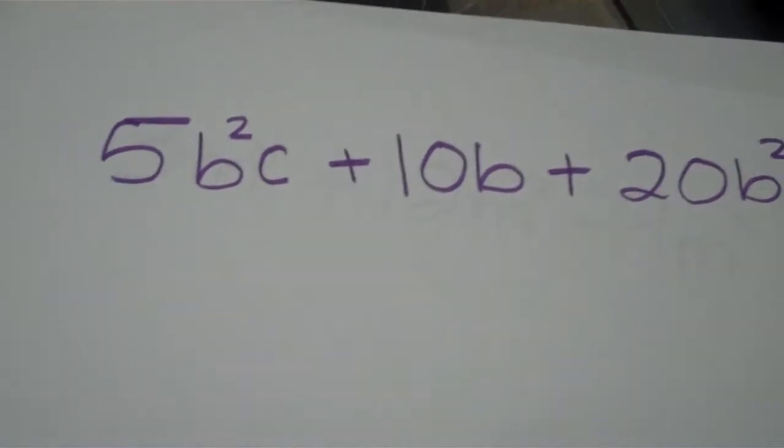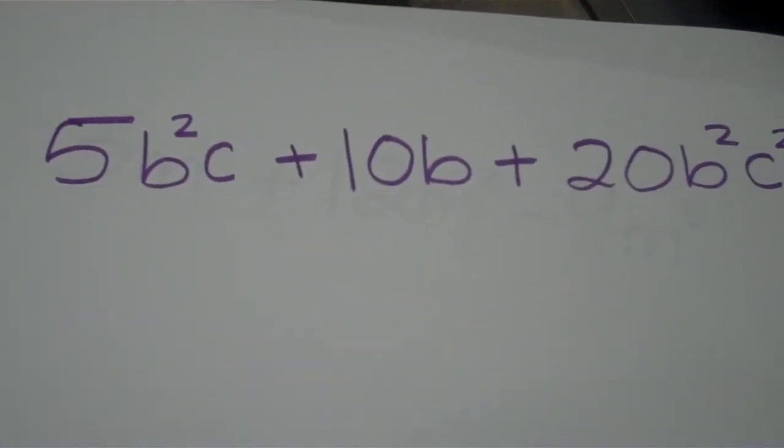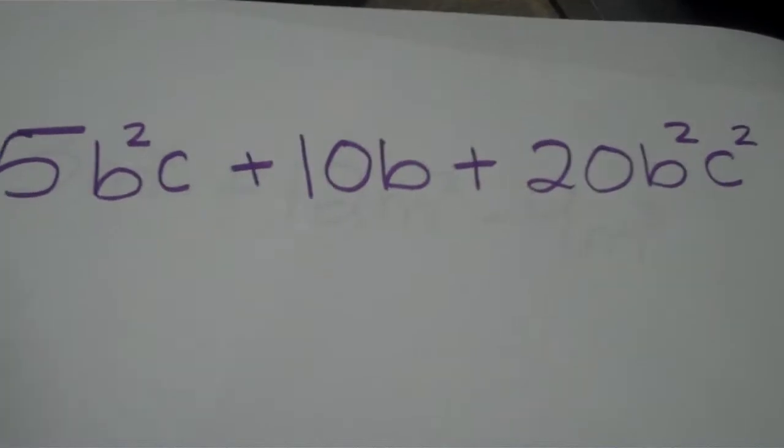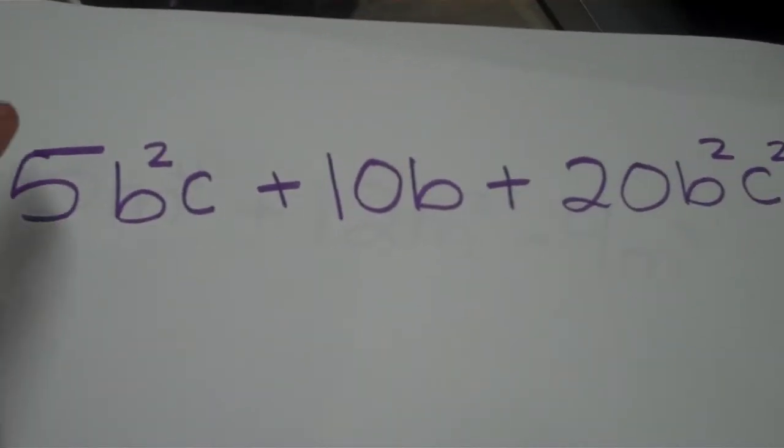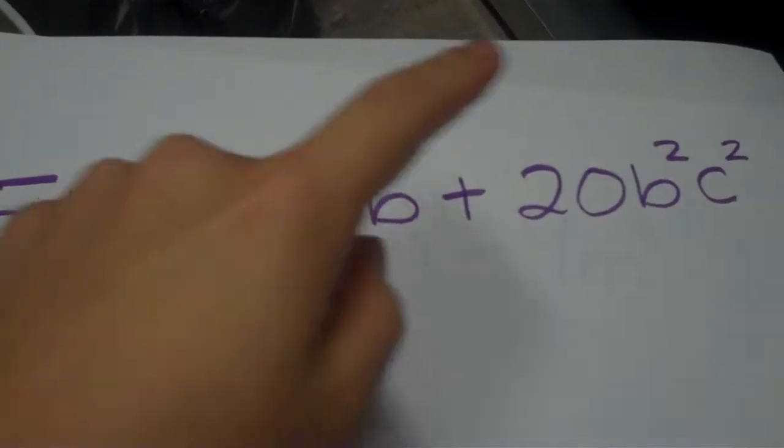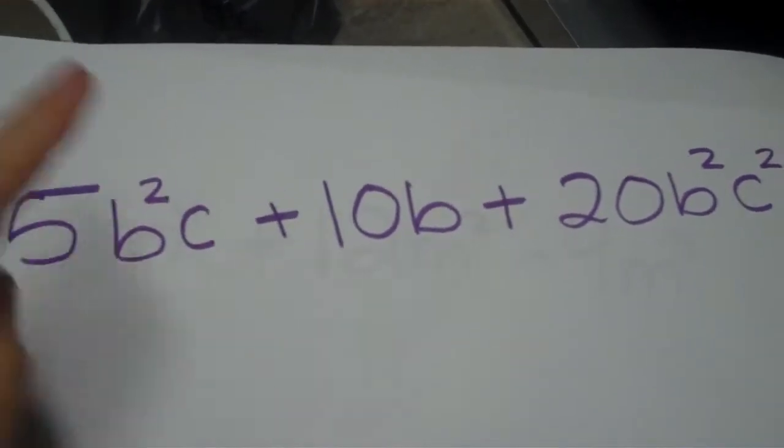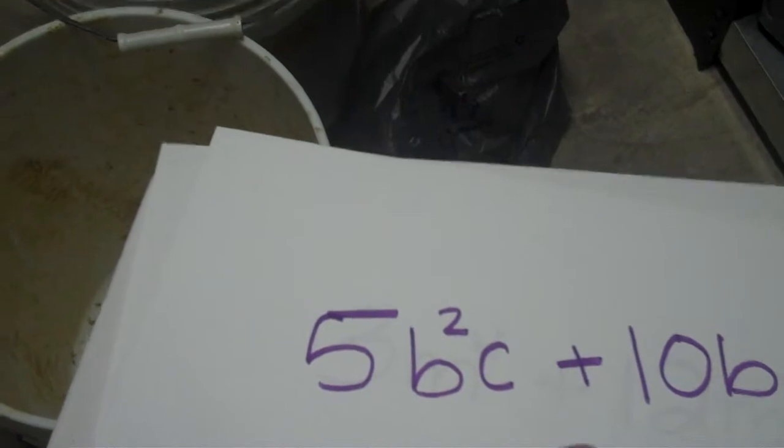Okay, so this one's much harder, so go ahead and just look at it. 5b squared c plus 10b plus 20b squared c. So let's look at the numbers first. Is there a number that you can multiply into 5, 10, and 20? And hopefully you say yes. You can pull out a 5, which is true. So we're going to pull out a 5.